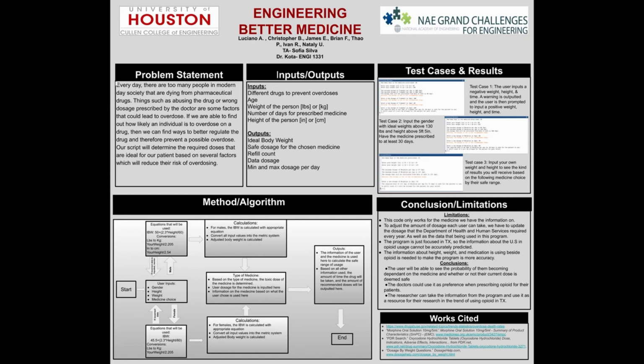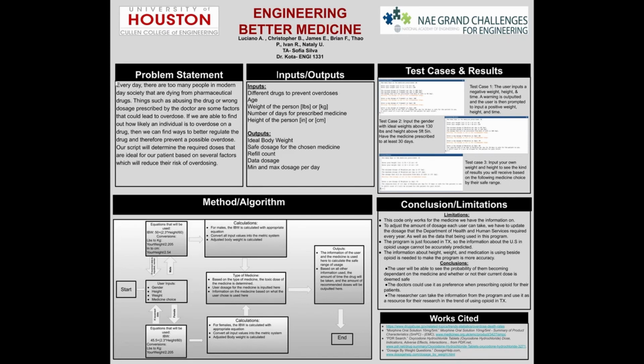Okay, once all the calculations have been made, the user will choose the type of medicine they want to be prescribed. With all the data that we have, we can determine the minimum and the maximum dosage that will be outputted in our script. Using that range, we can determine the recommended dosage the user can take, also depending on the amount of time that the user inputted.